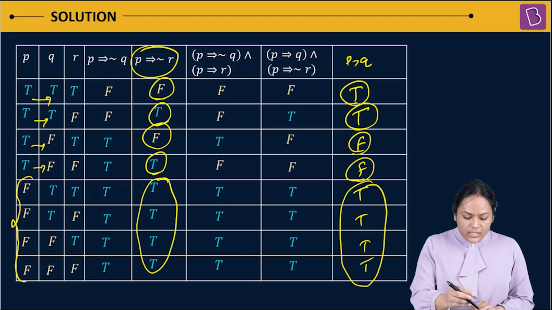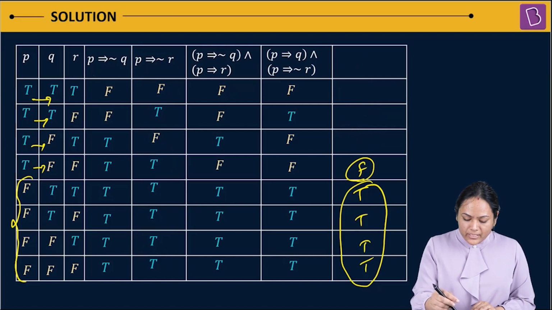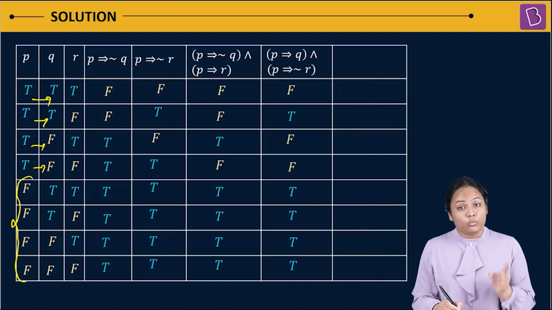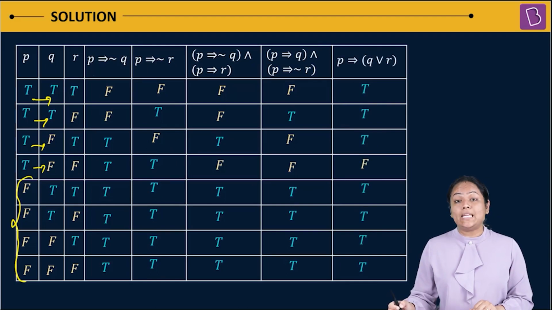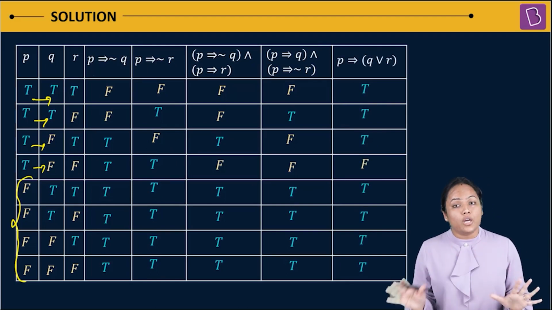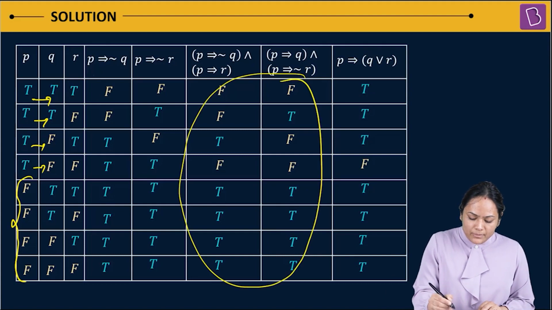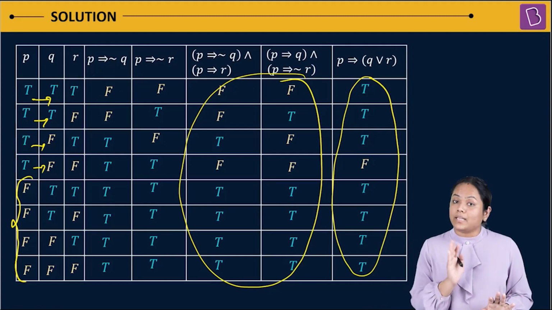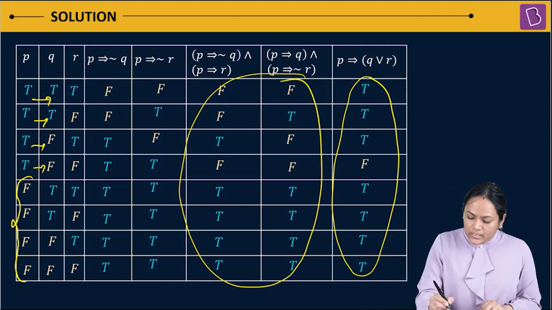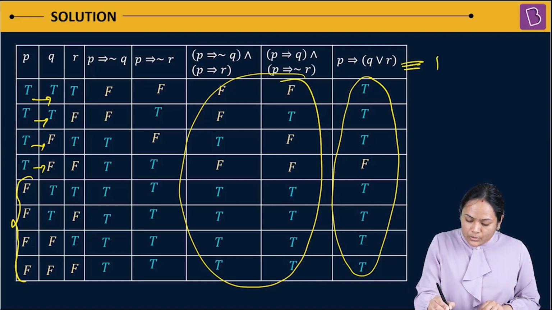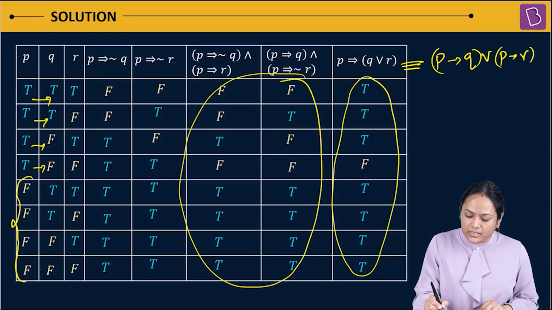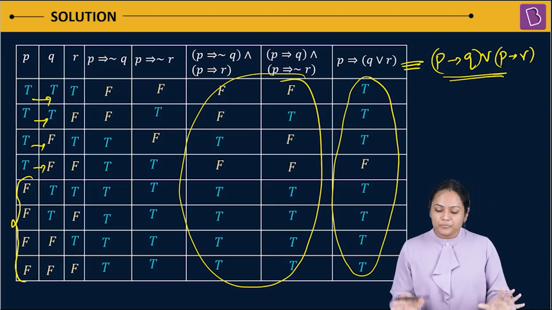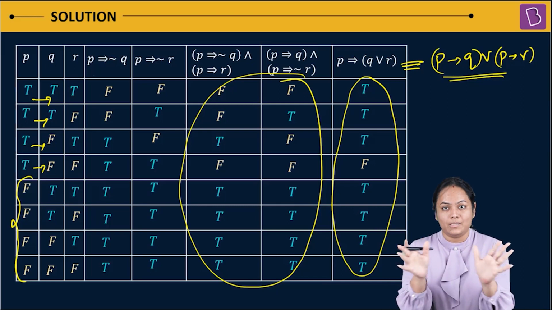Clear? Okay. Now I have to check which of these two parts is equivalent to what they have mentioned in the question, which is P implies Q or R. So none of these two are matching with what we have got over here. So what we have got till now is that this is actually equivalent to P implies Q or P implies R. This has to be the right answer. Clear? So this is one approach, by drawing the truth table.